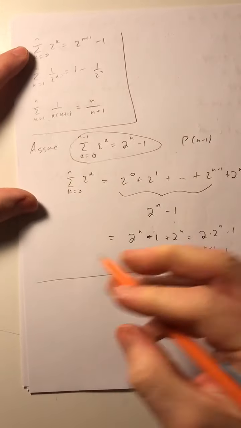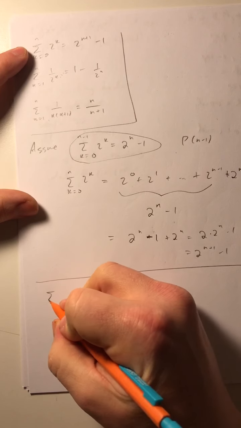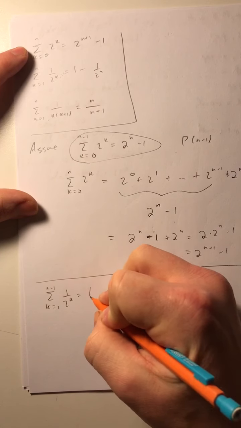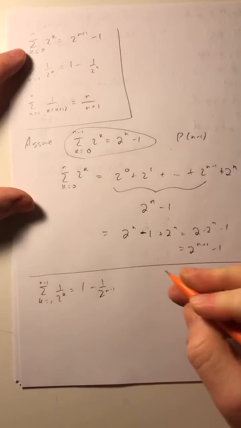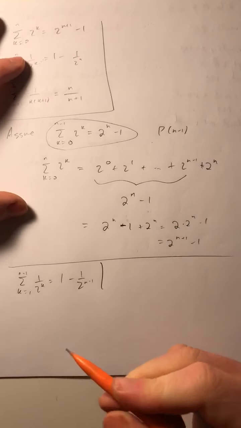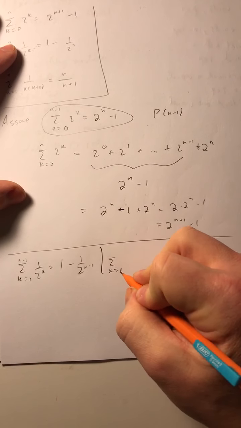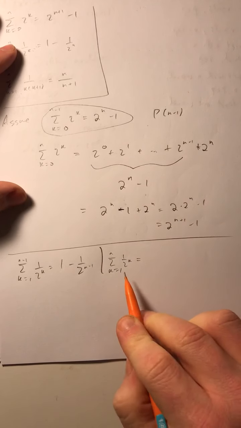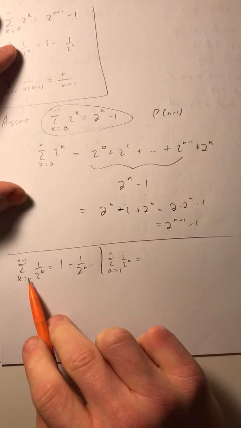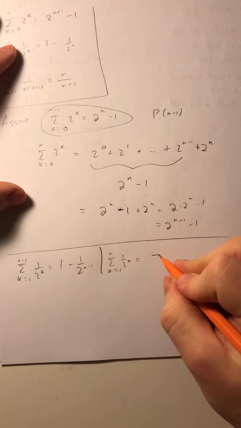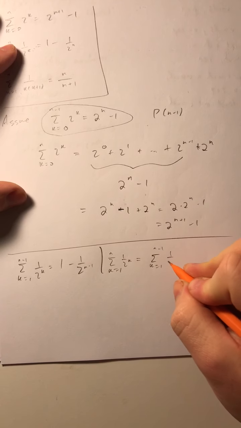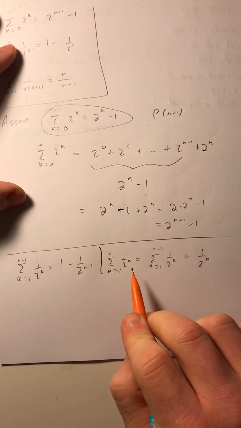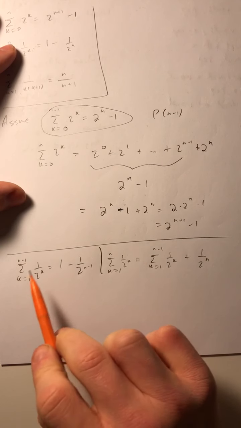So the next one is similar. I'm going to assume the sum as k goes from 1 to n minus 1 of 1 over 2 to the k is 1 minus 1 over 2 to the n minus 1. I'm going to assume this, and then we use it to prove the next case. So I'm going to have the sum as k goes from 1 to n of 1 over 2 to the k equals, and again, this is going to be the last term plus the previous terms, and the previous terms are all just what's on the left side over here. So I'm going to have the sum from k equals 1 to n minus 1 of 1 over 2 to the k, plus my last term here. So there's a term when k equals n, and then there's all the previous ones, which are just all the terms here.